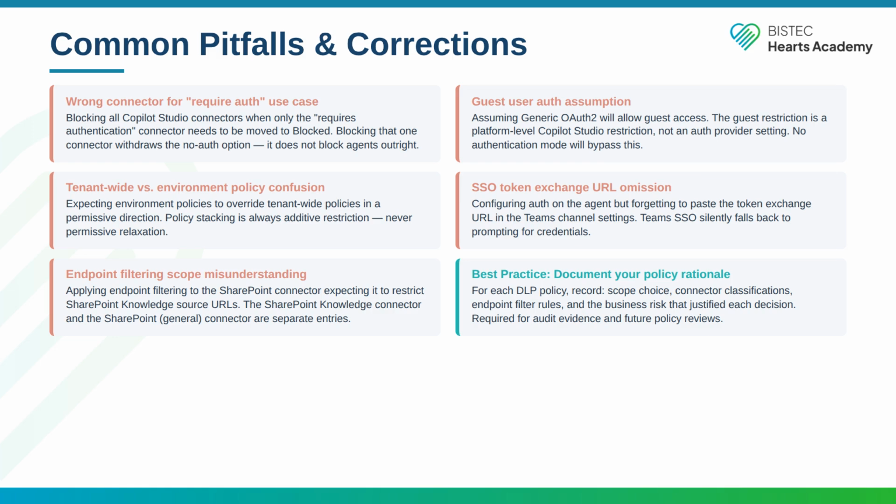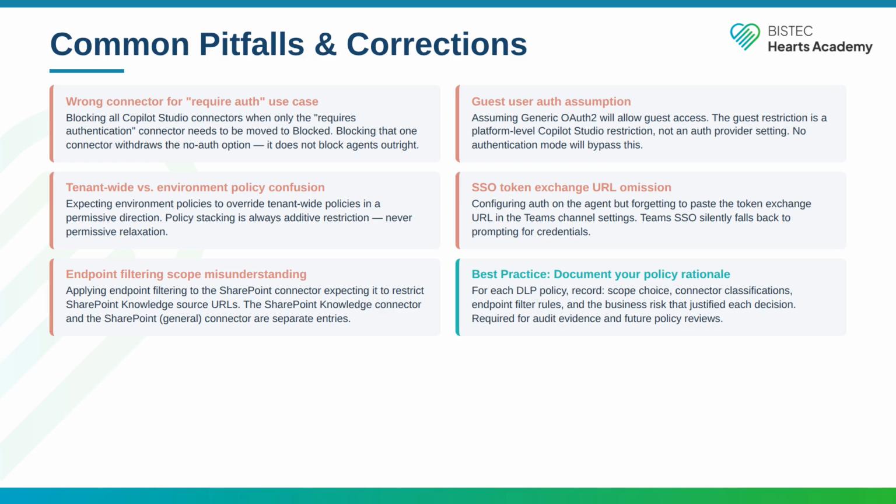The third pitfall is applying endpoint filtering to the wrong SharePoint connector. Applying endpoint filtering to the SharePoint general connector in the expectation that it will restrict SharePoint knowledge source URLs will not work. The SharePoint knowledge connector and the SharePoint general connector are separate entries in the DLP catalog. Endpoint filtering must be applied to the correct connector for each capability being restricted.